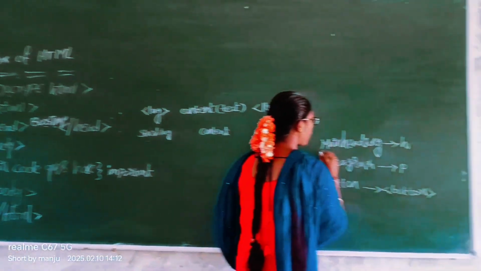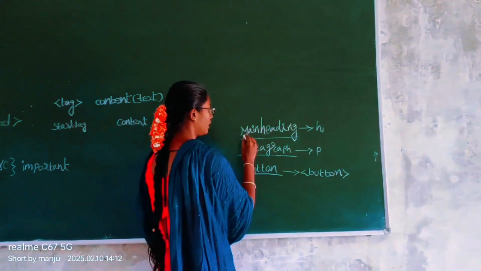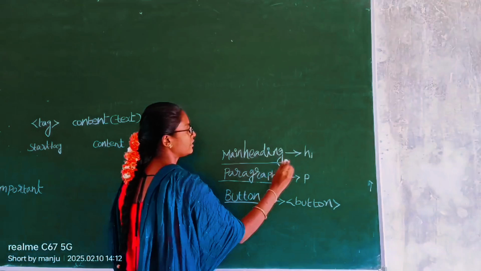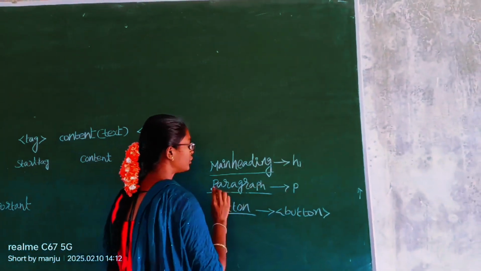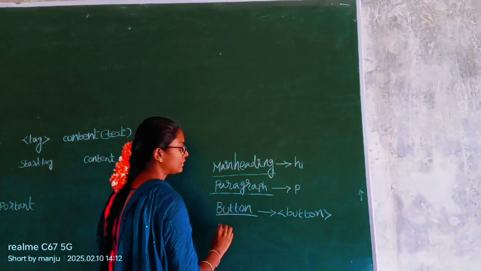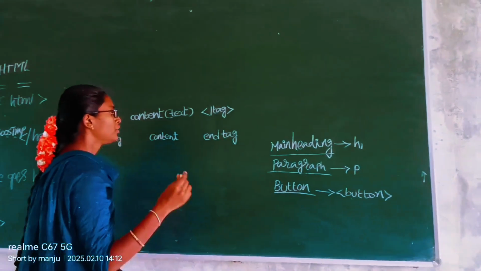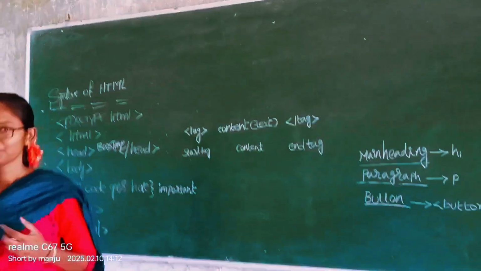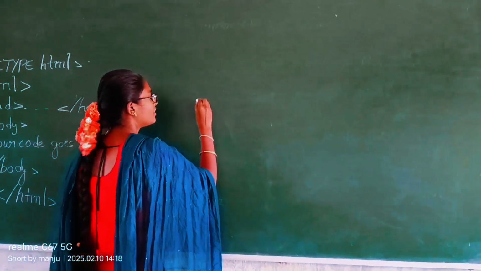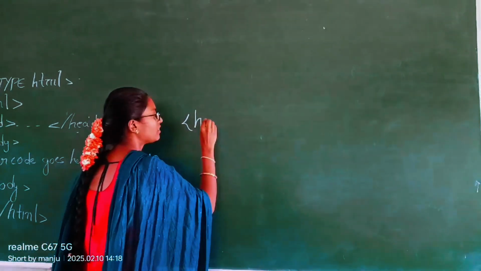These are the most common things we use in our code. For the main heading we use the H1 tag, for a paragraph we use P, and for a button we use the button tag. Now we will use these terms and write the code. Now we will write the basic program in HTML.